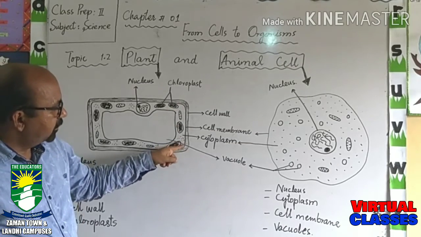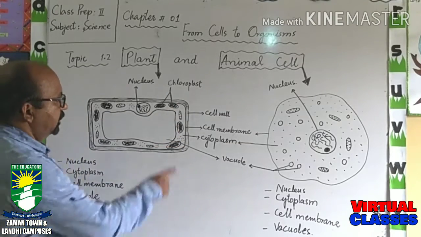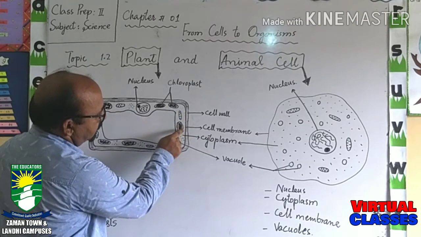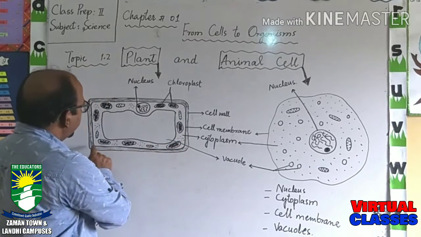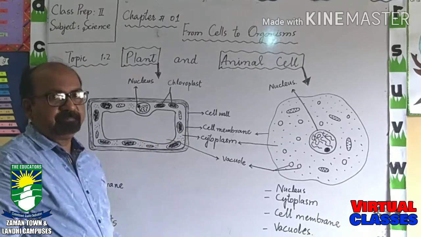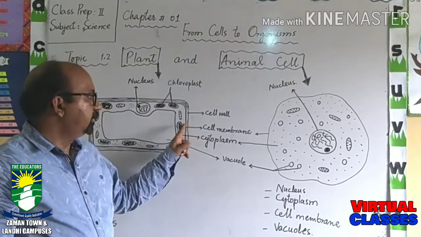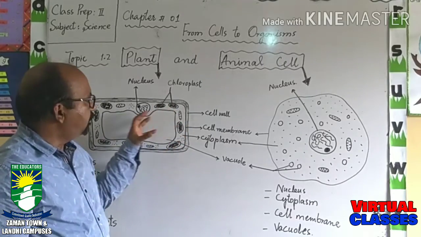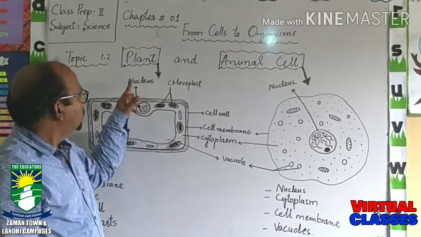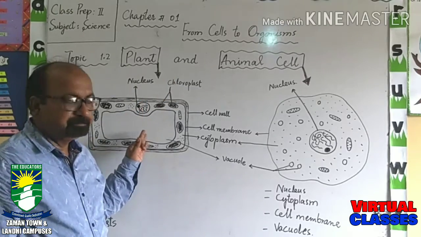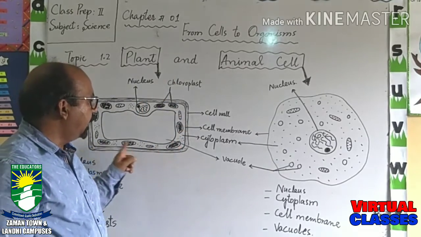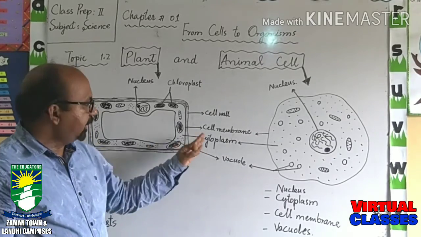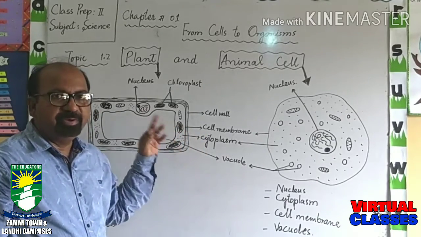The second part which is visible is this one line. After the cell wall, this is not a single line, this is a layer. It is a thin layer which surrounds the internal part of the plant cell. This layer is called the cell membrane. The second part is the cell membrane.